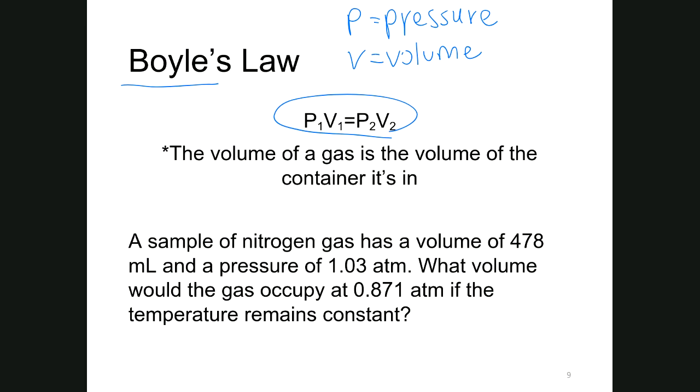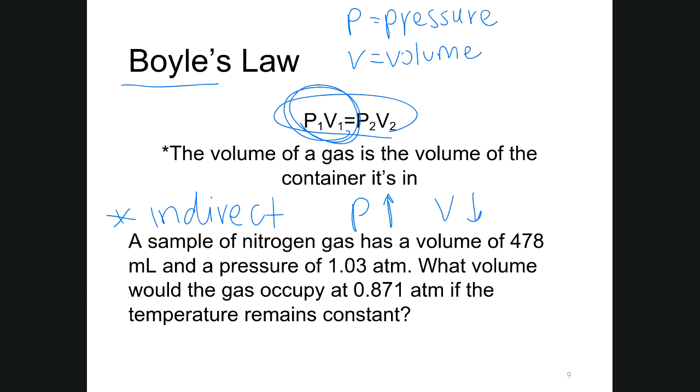And so we have this equation P1V1 equals P2V2, which is telling us that we have an initial starting set of pressure and volume, and as we change one, the other will change with it. And so we need to know what the relationship is between pressure and volume. And our relationship here is indirect. And what we mean by that is as pressure increases, we're going to see volume decrease, for instance. It can also work vice versa. As pressure decreases, volume will increase.